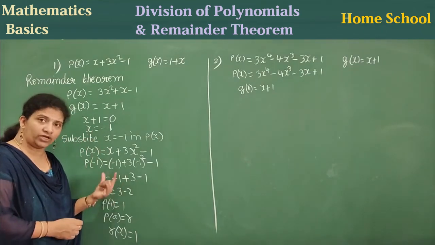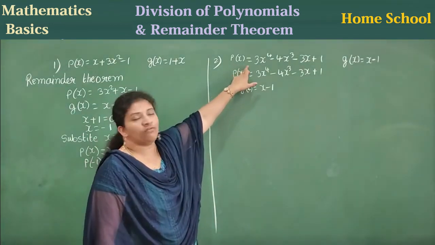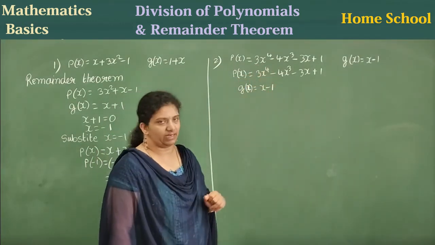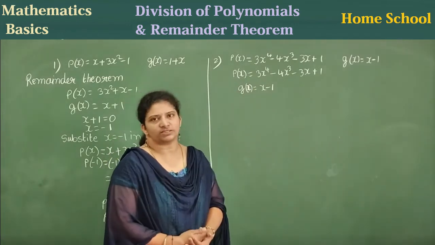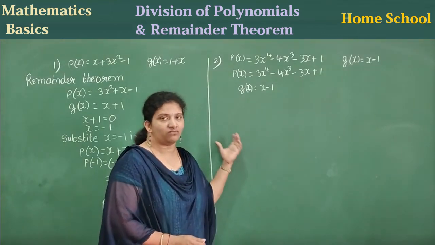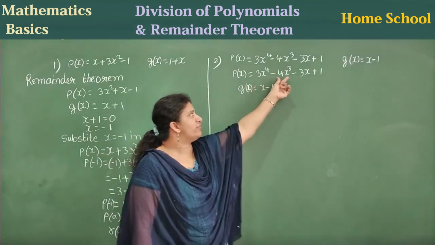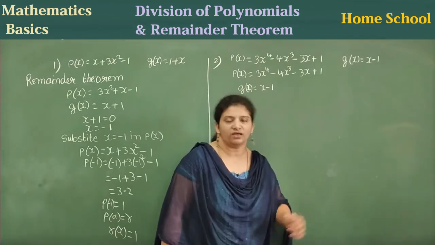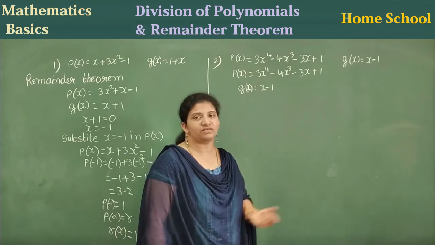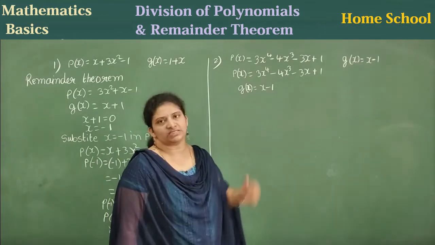By the division method, what you have done, the same problem, you got the same remainder. Second problem, P of x is equal to 3x power 4 minus 4x cube minus 3x plus 1, and G of x is equal to x minus 1. So this one also we do by using the remainder theorem, and we are going to find the remainder. So here P of x is equal to 3x power 4 minus 4x cube minus 3x plus 1. No need of writing the missing power, whereas in the division method, we write the missing power with a 0 multiple. Okay. Now G of x is equal to x minus 1.